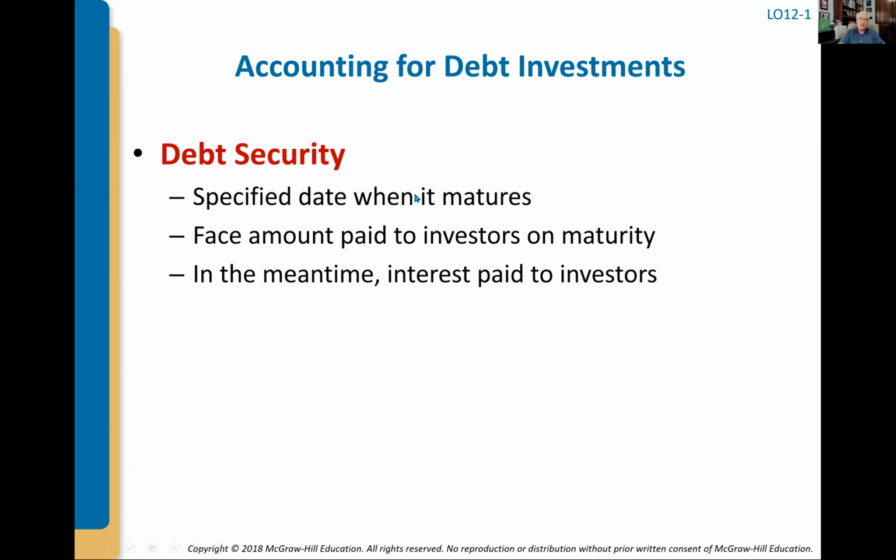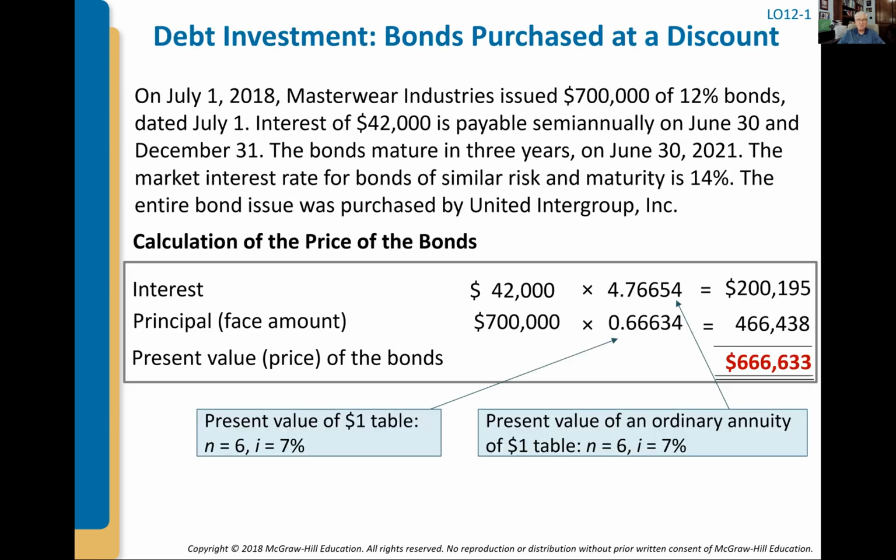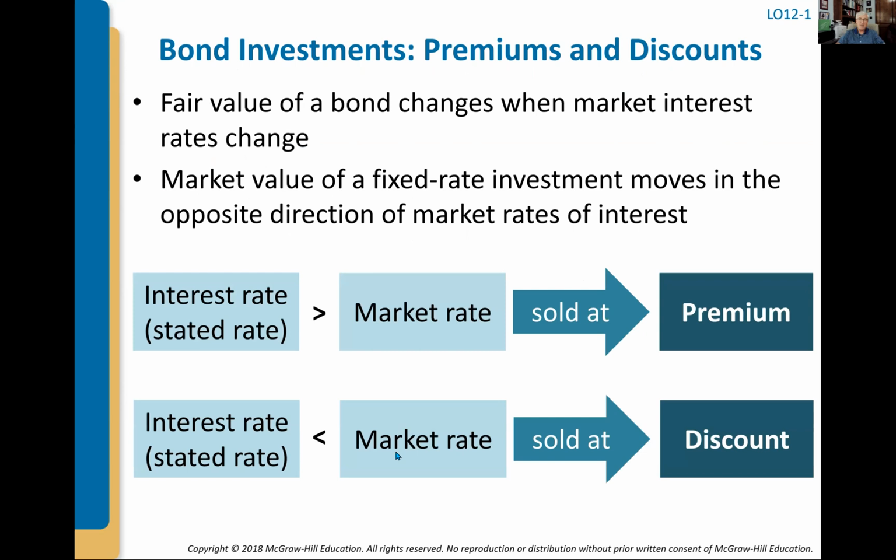So we have the date it matures and the face amount, which is also the principal or the par value. The bond is going to pay interest to investors at a certain interest rate. And bonds could be sold at a discount or at a premium. Like here, these bonds pay 12% versus a market rate of 14%, so they're going to be sold at a discount. They could be sold at a premium if the stated rate is higher than the market rate.